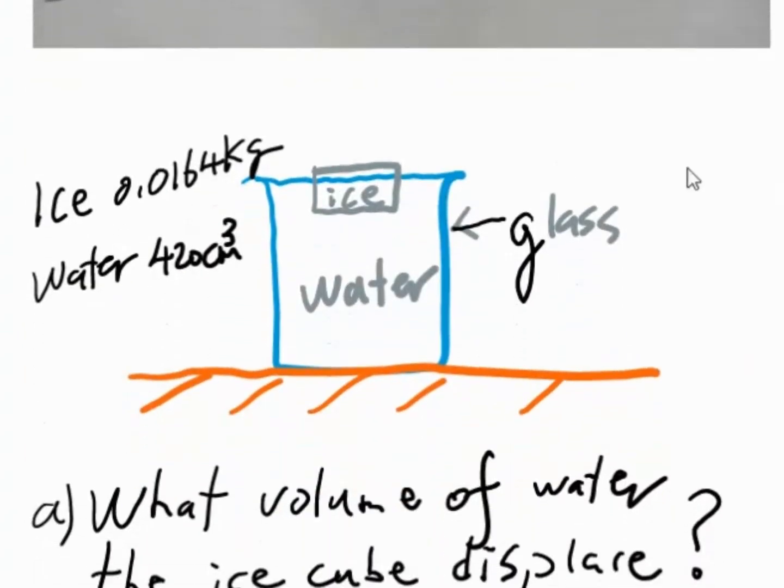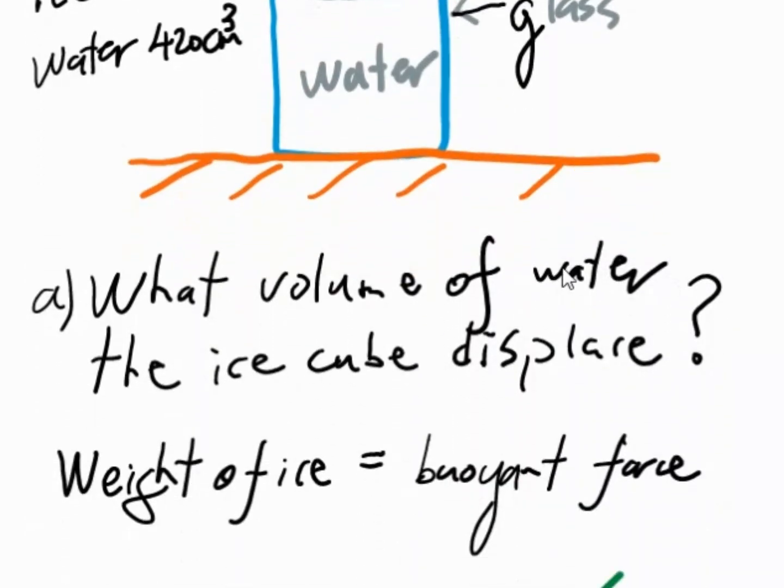All right, so here's an illustration of what's happening. So we have, let's say, a glass of water filled to the rim, and there's a piece of ice placed into the water. And we know that ice floats on water, so part of it is submerged into the water, and part of it is above the surface of the water. So the ice has a mass of 0.0164 kilogram, and the volume of water is 420 cubic centimeters. So what volume of water would the ice displace?